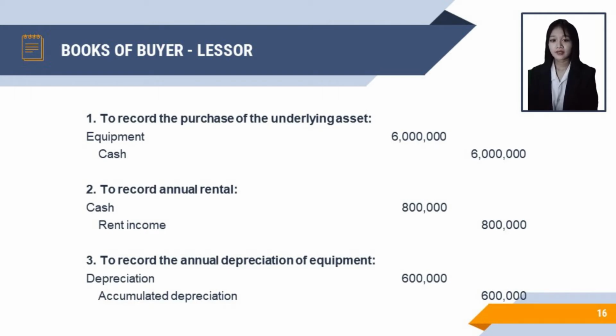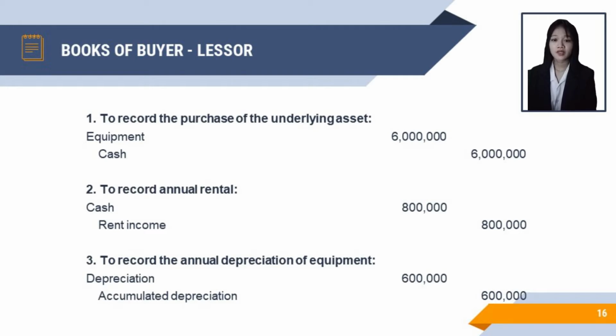Kaya, debit equipment for 6 million and credit cash for 6 million as well. Then, second is to record the annual rental. So, debit cash for 800,000 pesos and credit rent income for 800,000 pesos. Then, third is to record annual depreciation of equipment. So, debit depreciation for 600,000 pesos.